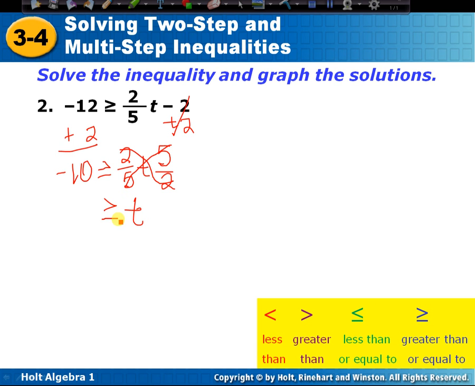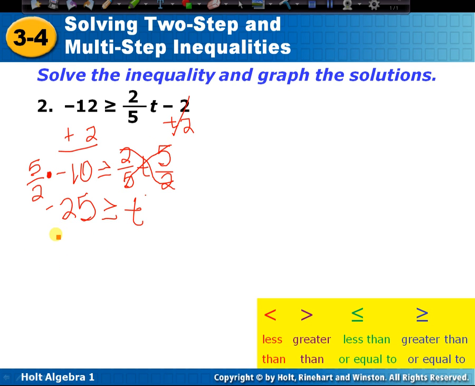I'm going to bring my sign down, and over here we're going to do the same. We're going to multiply by the reciprocal. 5 over 2 times -10. When I multiply 5 over 2 times -10, which you're welcome to do if you have your calculators, I'm going to get -25. So this is going to be my answer here. -25 is greater than or equal to t.